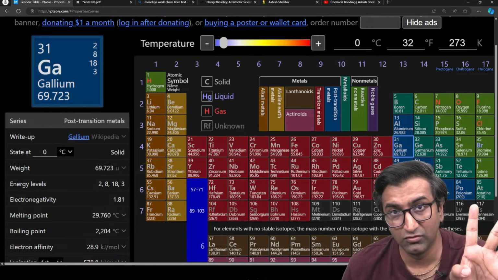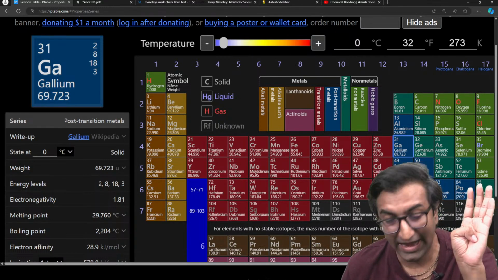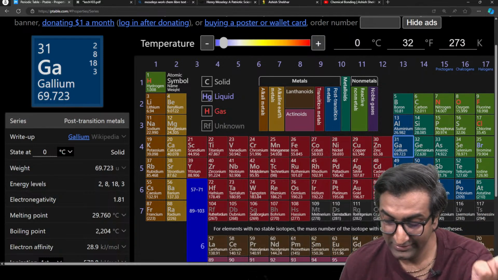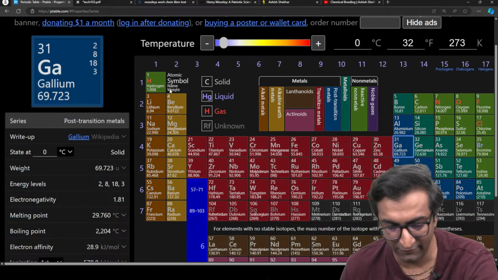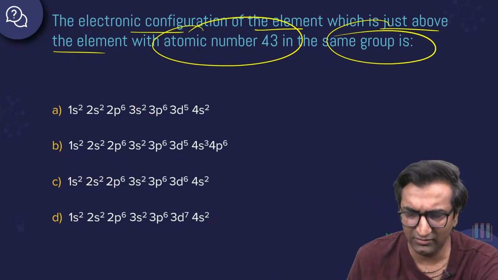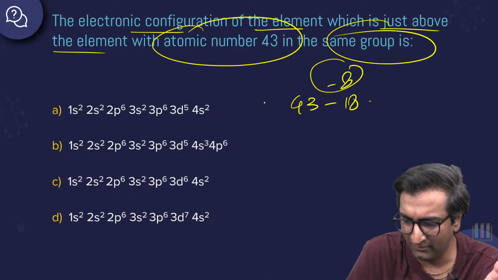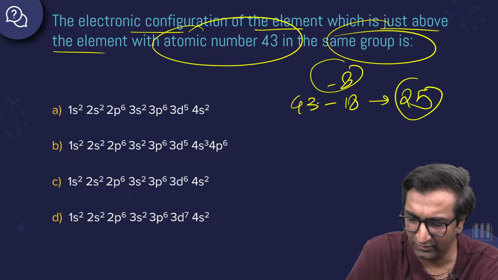First has 2, second one has 8, third has 8, fourth has 18, fifth has 18, sixth has 18 + 14, whatever that number is. Now we don't need to go further than that. All right, let's get back to this question. So for 43, either minus 18 or minus 8 should give me the answer, right? 43 minus 8 is too small a number. Let's just for the heck of it look at this.